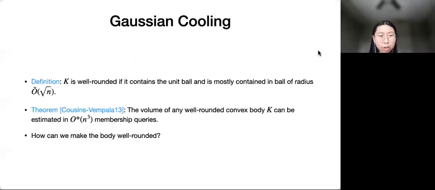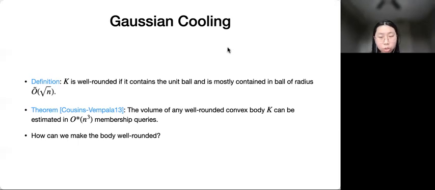And then how can we improve that result? Here is an improvement along a different line. We have a better result if we assume K is well-rounded. Remember that K is well-rounded if it contains a unit ball and is mostly contained in a ball of radius square root n. Cousins and Vempala gave a volume algorithm with complexity n cubed for well-rounded convex bodies K, with a new technique, Gaussian cooling.